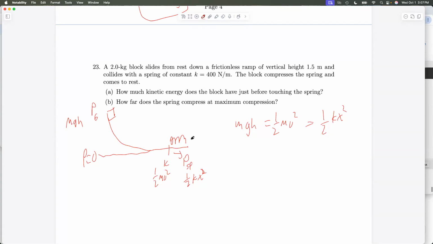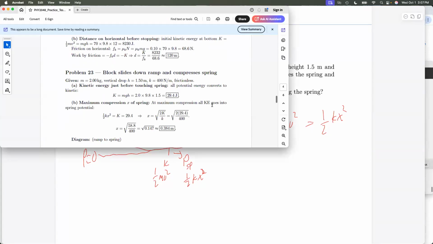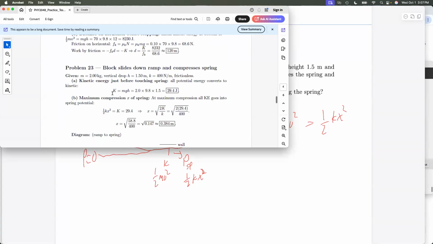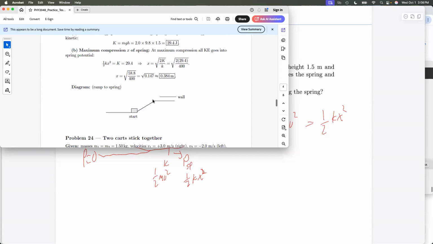Okay, like this is really just plug and chug now. Like here, maybe we'll just check and see. So there's our kinetic energy, mgh. All of that gets converted in, and we're solving for x, 0.384. Everything looks right there to me.